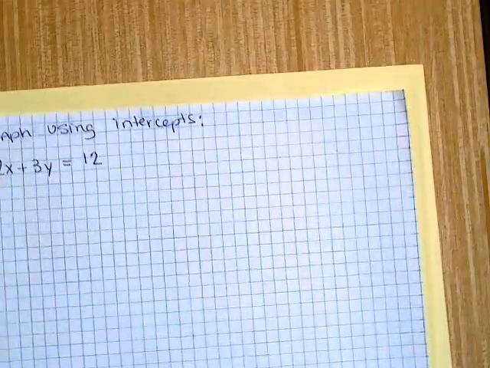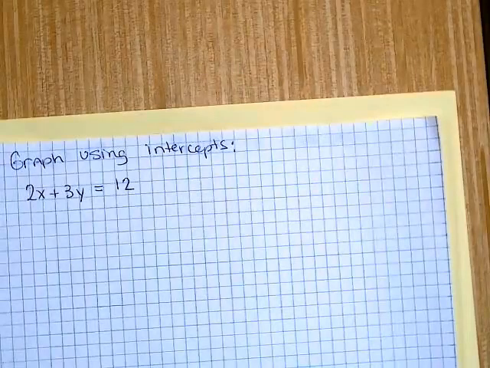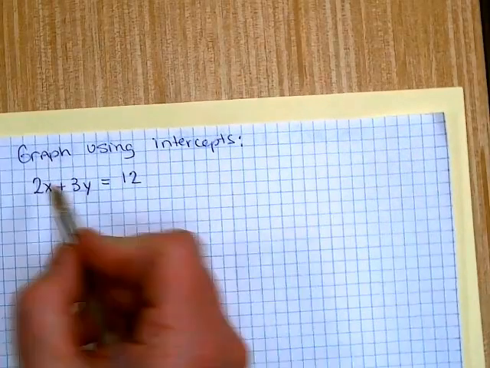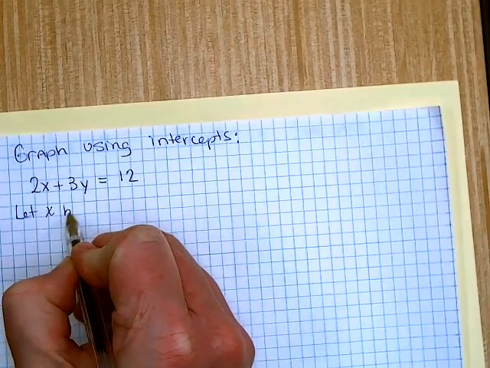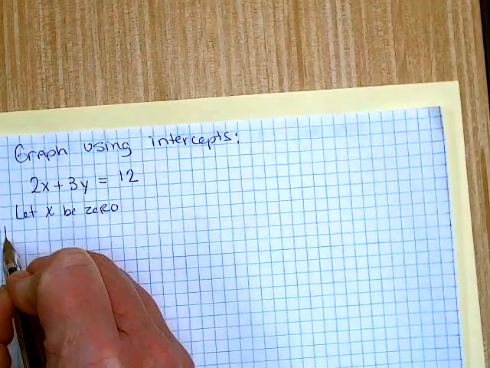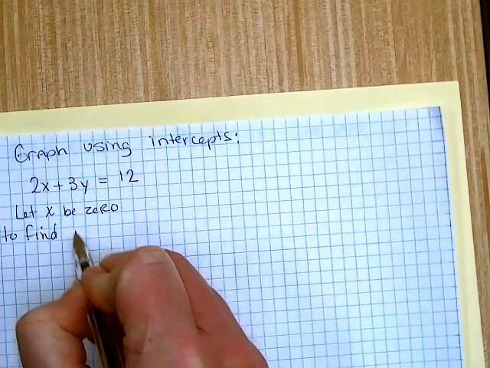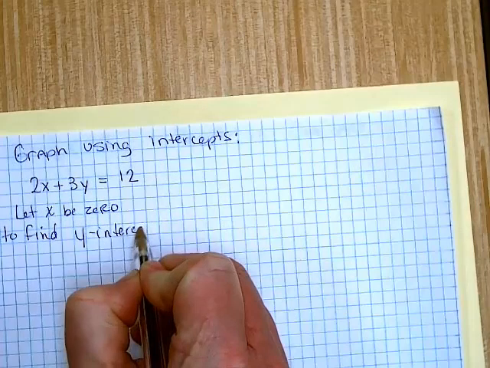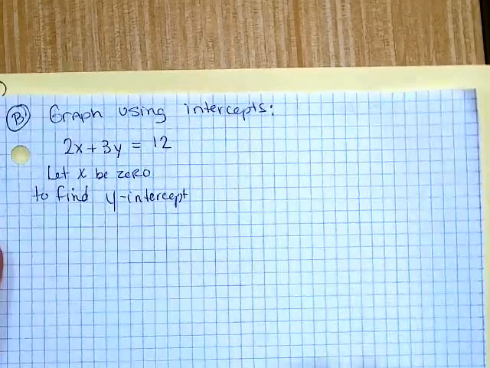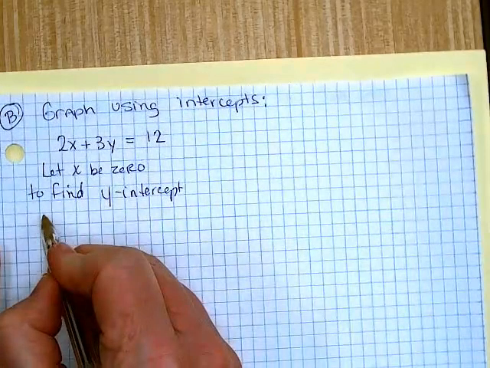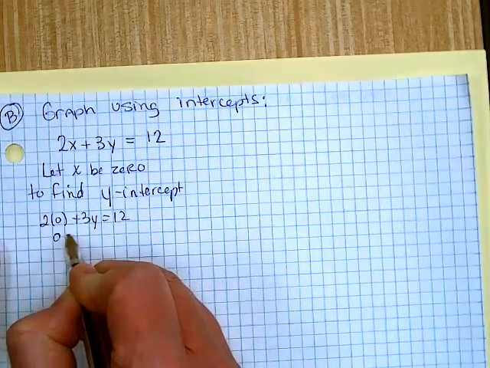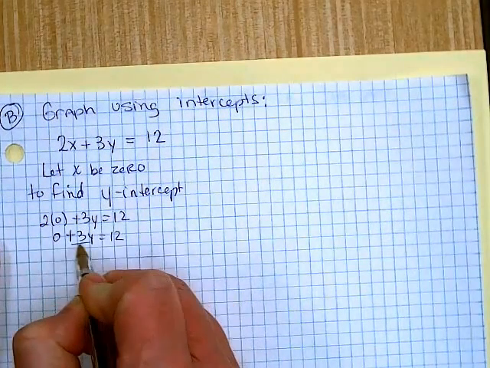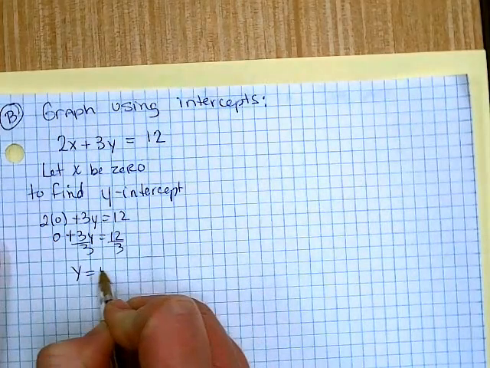Okay, back up and running. Asking you to graph using the intercepts. We just did that. We're going to practice it again. We're going to let x be 0 to find the y-intercept. So when I do that, 2 times 0 plus 3y is 12. 0 plus 3y is 12. Divide by 3, y is 4.